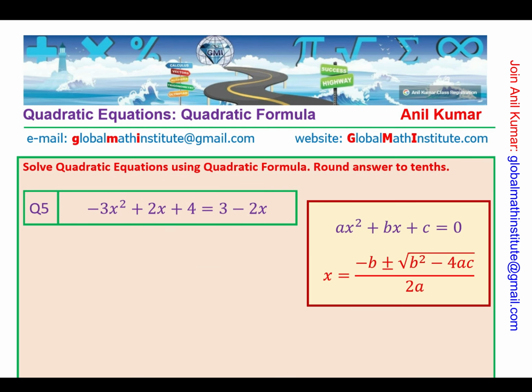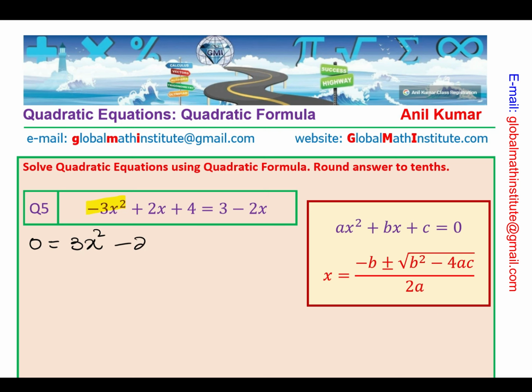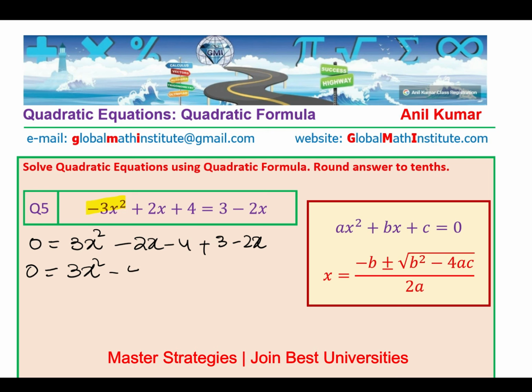Once again, we have an equation. You need to rearrange, bring all the terms together. It is minus 3x squared plus 2x plus 4 equals 3 minus 2x. I prefer to keep this term positive, so I'm going to take it to the right side. So I'll rewrite this as 0 equals, taking to the right side, I get 3x squared minus 2x minus 4, and we have my plus 3 minus 2x here. Let's combine the like terms. We get 3x squared minus 2x minus 2x is minus 4x, and minus 4 plus 3 is minus 1, correct?